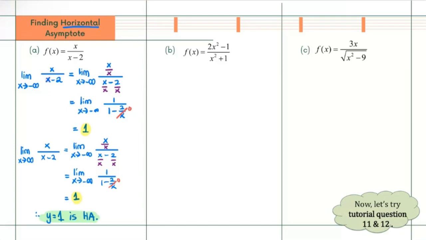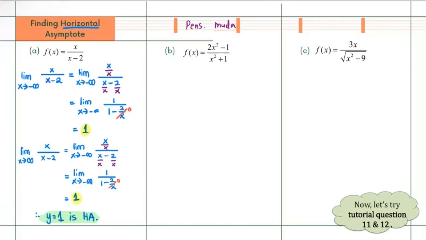Okay, saya tunjuk contoh yang sedikit complicated. Okay, ini adalah soalan untuk pesara muda, jangan risau. Setiap bahagian ada pesara mudanya. Okay, sekarang ni pesara tua nak explain untuk example this one. Okay, same kita akan masukkan negative infinity untuk 3x bahagi dengan x square root of x square minus 9. Okay, kat sini nampak ada square root kan? So perlu factorize. Okay, so let's factorize the square root.